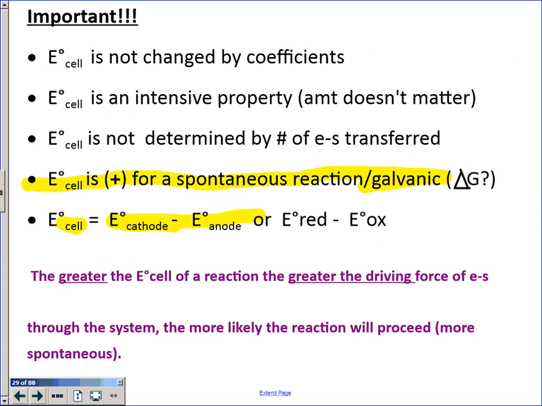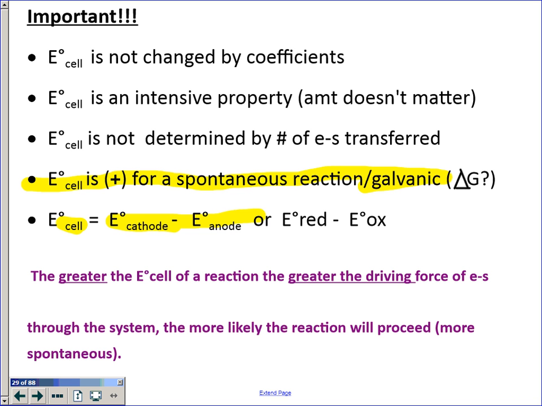Okay, so I've got a couple more reminders. Some of these are on your notes if you've been looking, but otherwise these are also pieces that will help you decide how to modify E cell, or cell potential. Coefficients do not change anything. Coefficients are just for us to balance electrons, or to balance equations. What does intensive mean?